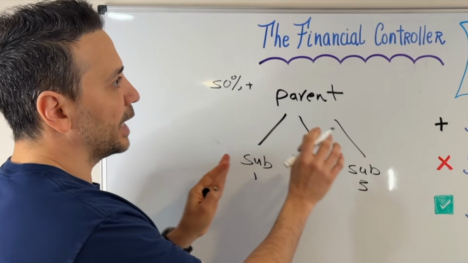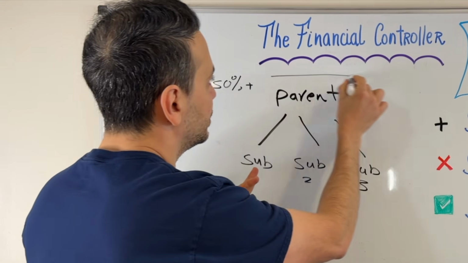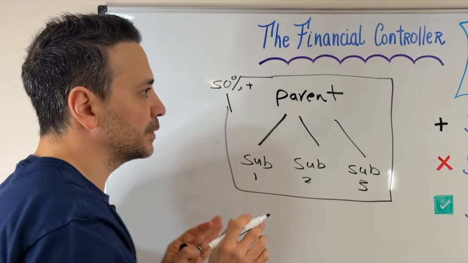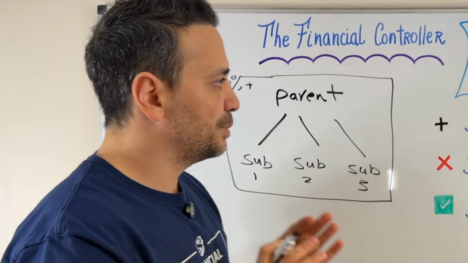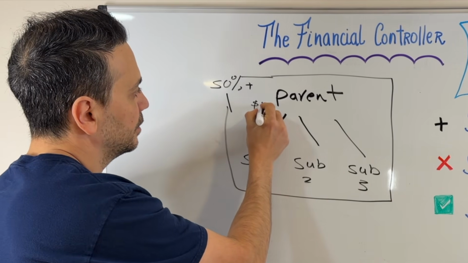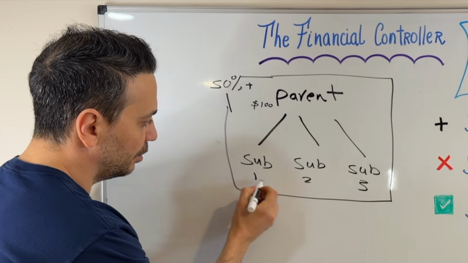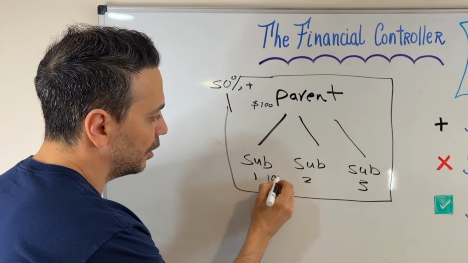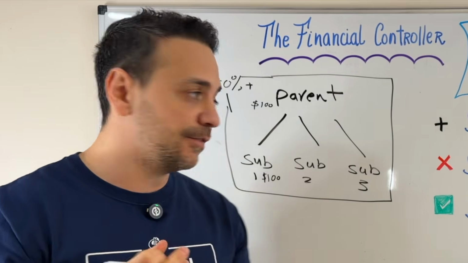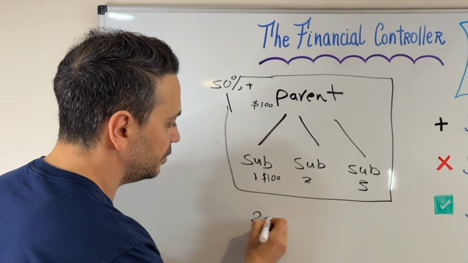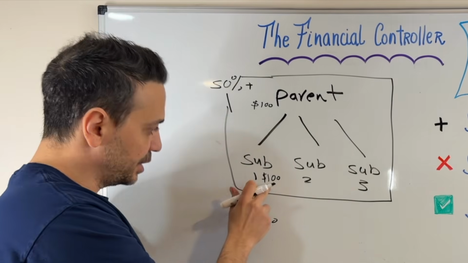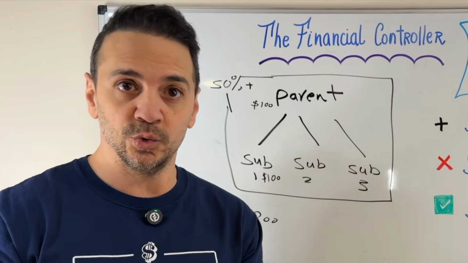Now, that means we're going to have to consolidate. Consolidation means that we consolidate the books of those entities all together. Now, combination is because imagine if the parent has $100 and subsidiary number 1 has $100 also. When you combine, that means together they have $200. And that is fair because the parent has $100, the subsidiary has $100, together they have $200.